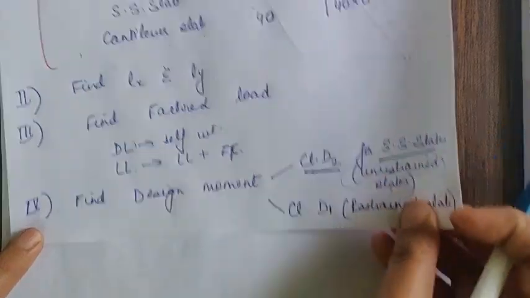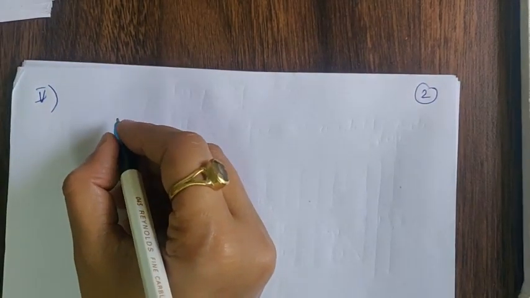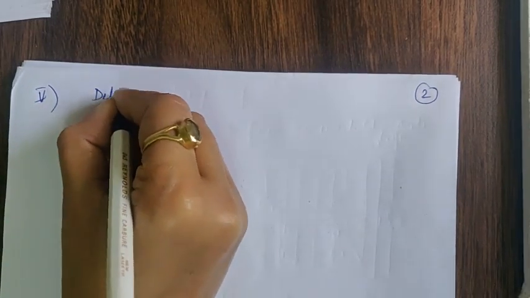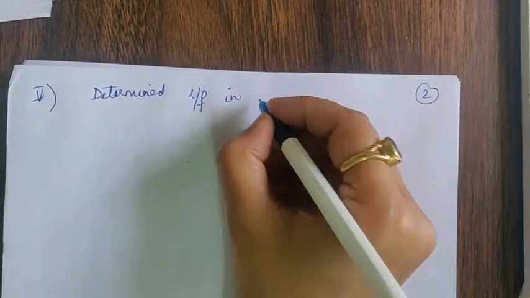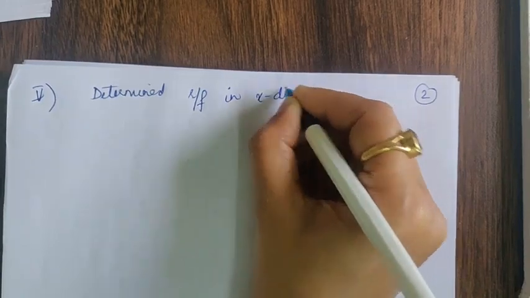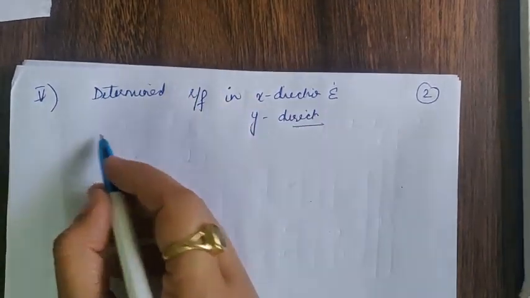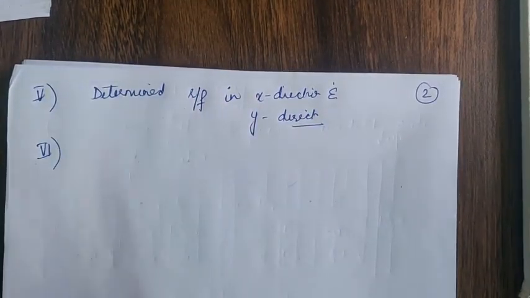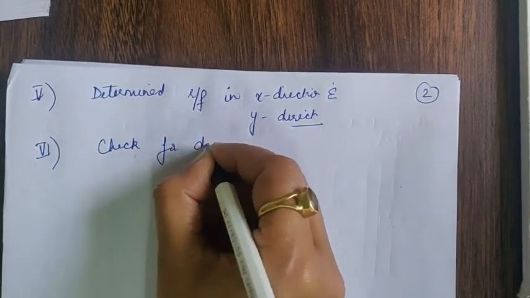Okay. Now once you have done this, your next step will be to determine reinforcement in both the directions now, in X direction and in Y direction. Then after that, once you have found out the reinforcement, the next steps are exactly the same as we have done in one-way slabs. Check for deflection.